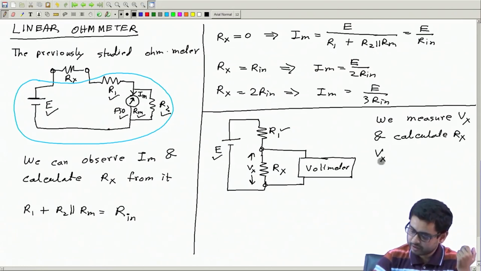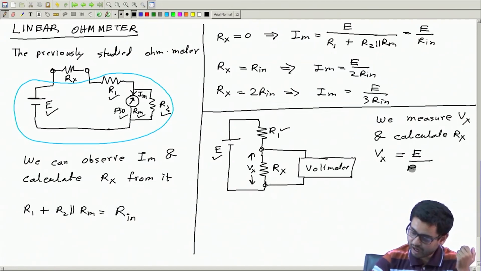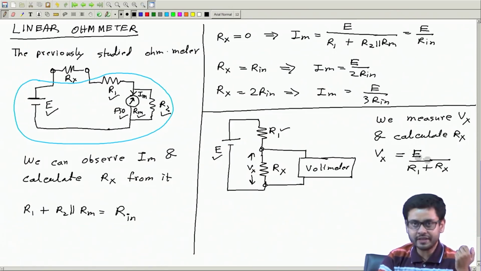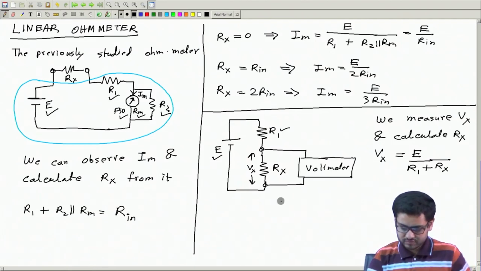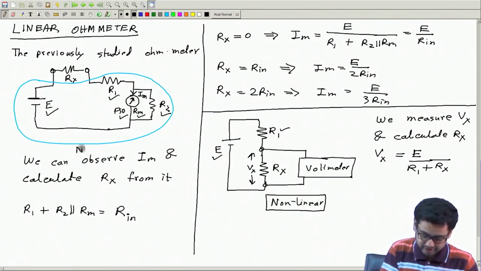So, what can I write? Vx is nothing but, by the potential divider rule, E times Rx divided by R1 plus Rx. So you see, this is the reading, this is the output, and this is the unknown quantity. These two are not linear. This is again not linear. So this circuit is non-linear.